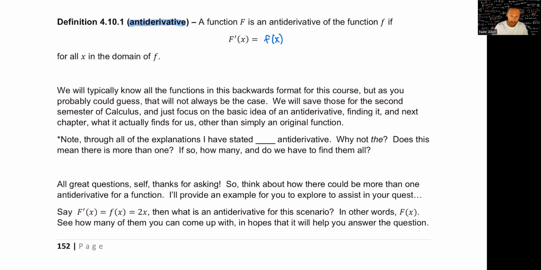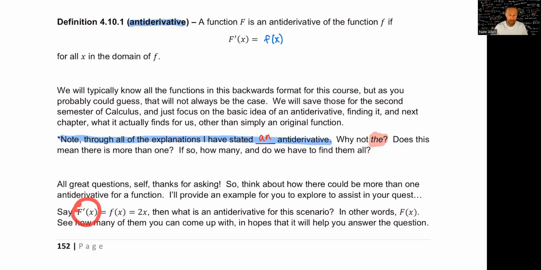And hopefully you've noticed that I have stated for every single one of these that there's an antiderivative. Why did I not say the or the antiderivative? An implies that there's more than one, where the implies there's only one. Does that mean that we have to find them all if there's definitely more than one? No, but I will generalize it and talk to you a little bit more about why there isn't just a specific function that gives us the antiderivative. And I know that seems a little weird right now, but I'll make it make sense here in just a minute. So thanks for asking that question.